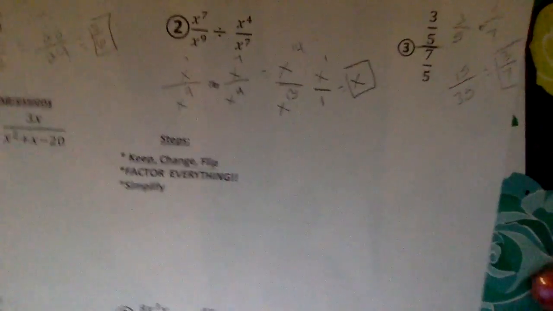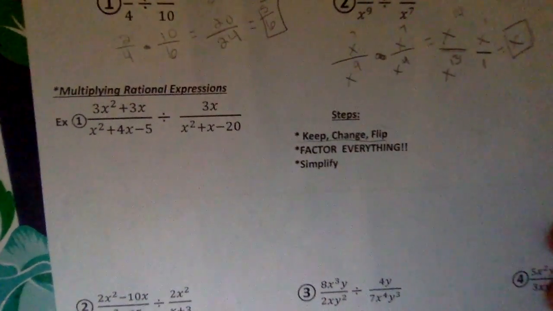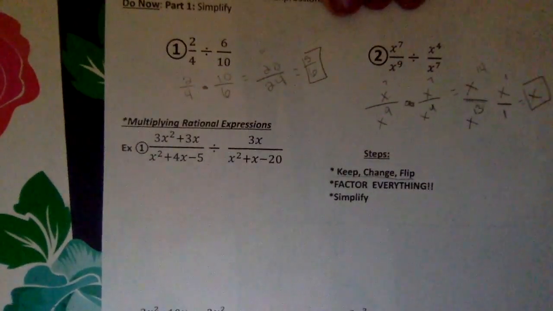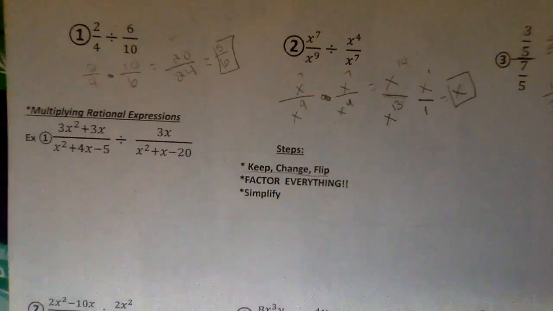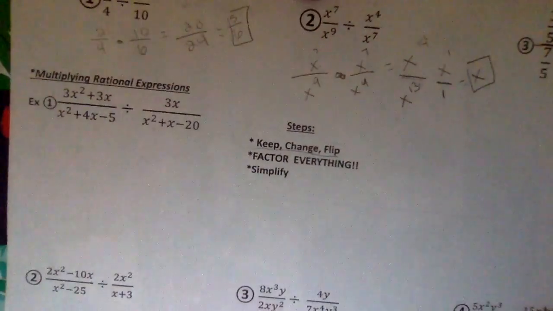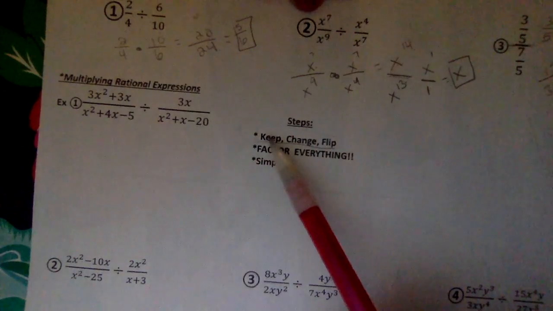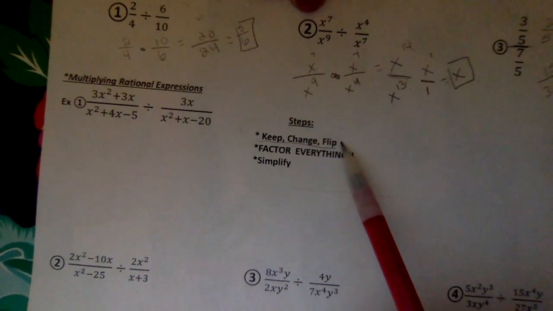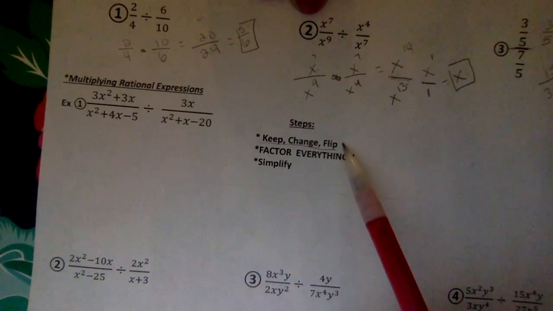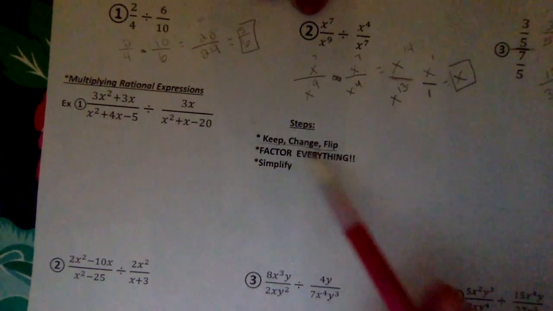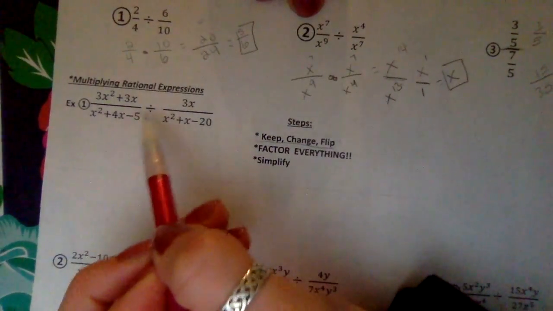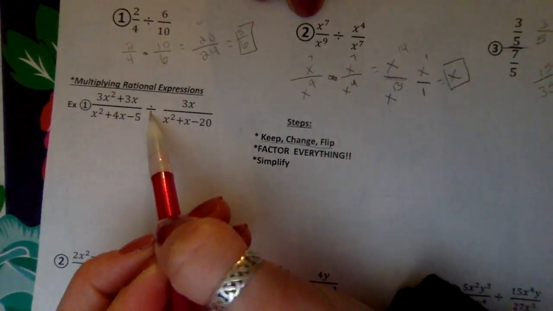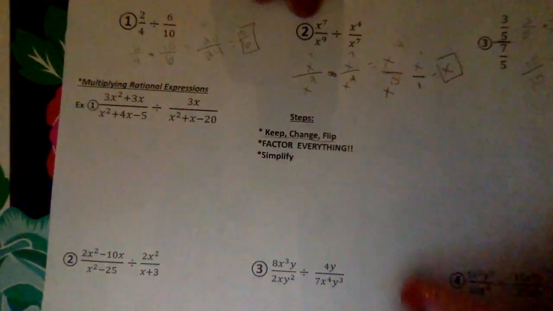Okay? So we're going to do the same thing with these rational expressions, except we're going to have to do factoring. So if you notice, the first thing is the keep, change, flip, which we just did. And then once it becomes the multiplication problem, we're doing the same thing as last week. So factor everything and then simplify. So the first thing I'm going to do is I'm going to rewrite this so that I change this to multiplication and I flip the fraction. So while I'm doing it, why don't you try to do it also?